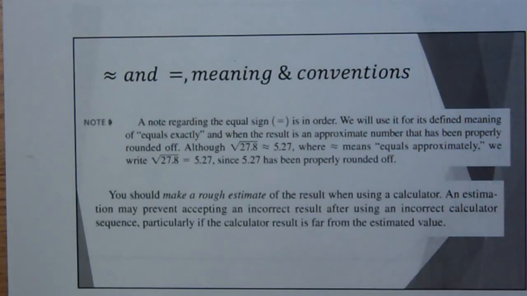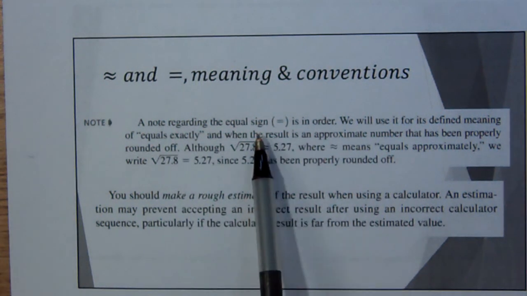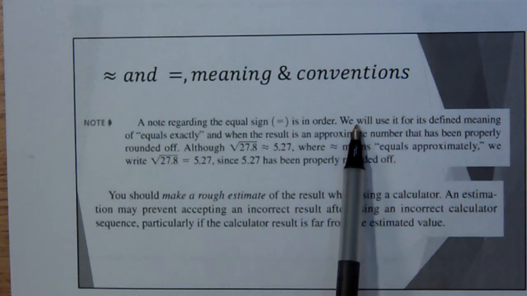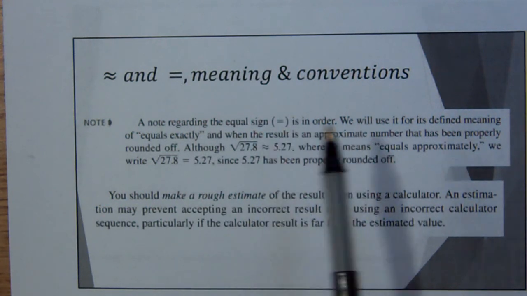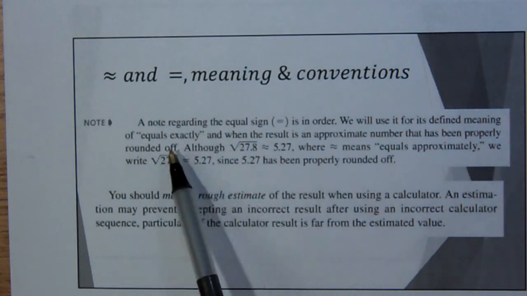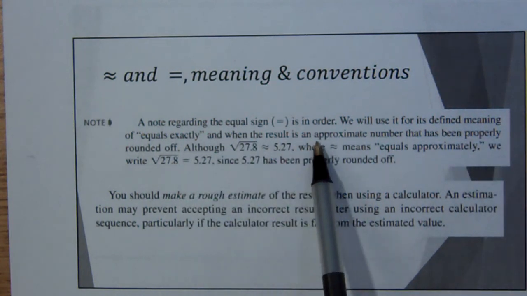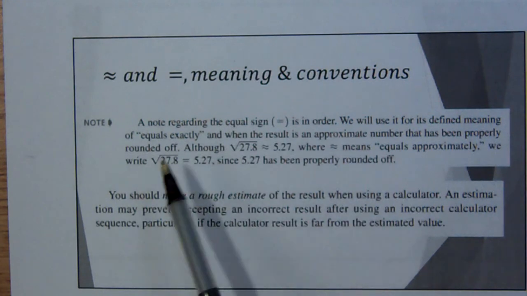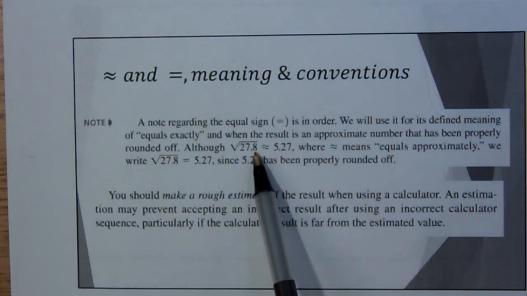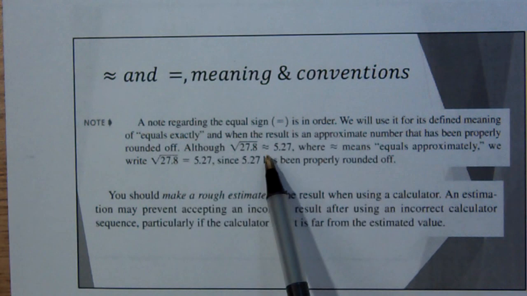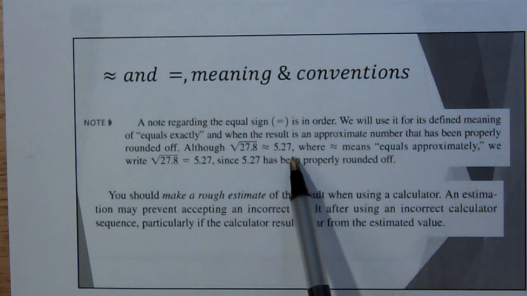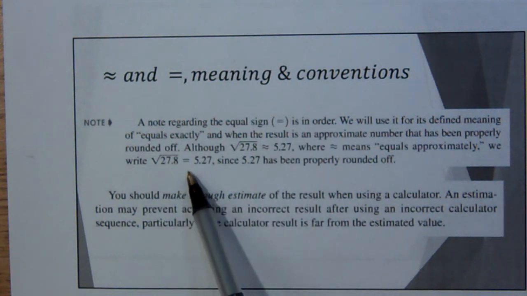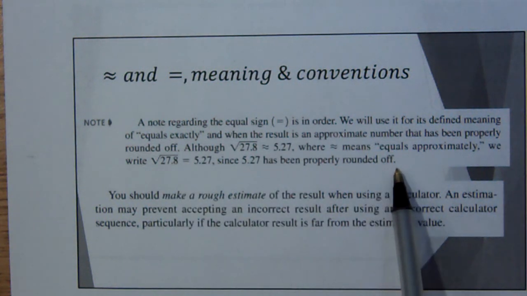In the context of approximate numbers, a couple more symbols or conventions should be discussed. We use the equal sign, the straight bars, for meaning equals exactly, and also when the results of an approximate number have been properly rounded off. Although the square root of 27.8 is approximately equal to, the squiggly lines, 5.27, we write that it is equal to since it has been properly rounded off.